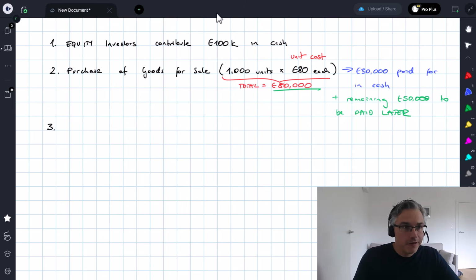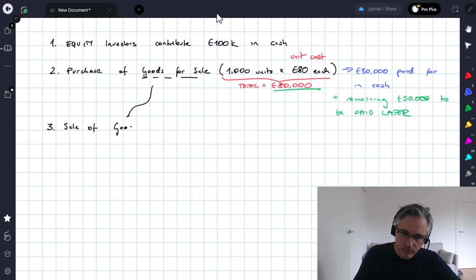Now, third and final transaction before we actually get started with doing stuff on the balance sheet, the P&L and the cash flow statement. Well, we didn't buy those goods just to hold them in the warehouse or wherever. They're meant to be sold. So now we've got the sale of those same goods. But even though we bought 1,000 of them, we will only be able to sell, at least for the time being, 700 units, which means there will still be 300 left in our warehouse.